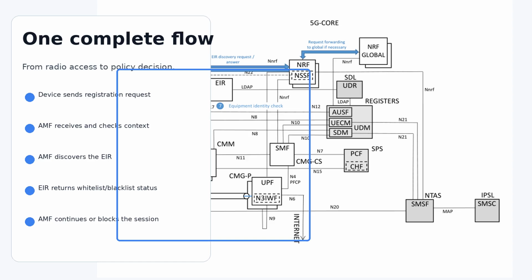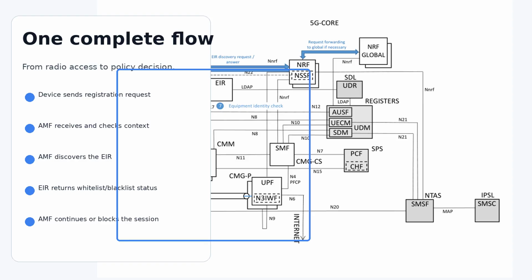Step 6 for registration request and Step 7 for equipment identity check. Those 2 steps sit inside a much larger 5G core, but they are enough to show how identity, discovery, and policy connect. If you remember only one thing, remember this. SUPI says who the subscriber is. PEI says which device is trying to attach, and EIR tells the network whether that device should be trusted. That separation is a core design pattern in secure mobile systems.